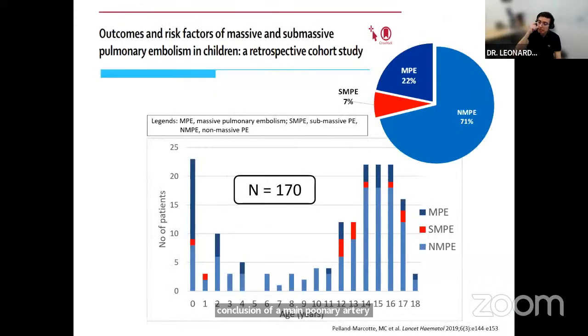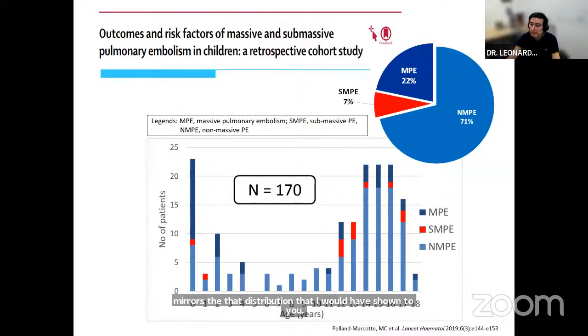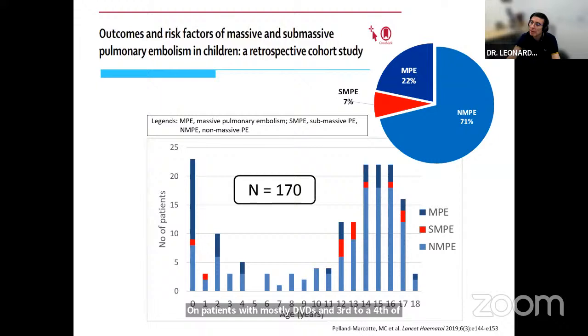This is work that SickKids did together with the Children's Hospital of Eastern Ontario in Ottawa, CHEO. Together we put together a cohort of 170 patients aged from 0 to 18, exclusively diagnosed with pulmonary embolism. We can see that the age group distribution mirrors the distribution I showed you on patients with mostly DVTs, and a third to a fourth of them with pulmonary embolism. Interestingly, it is a very similar distribution in terms of age groups.